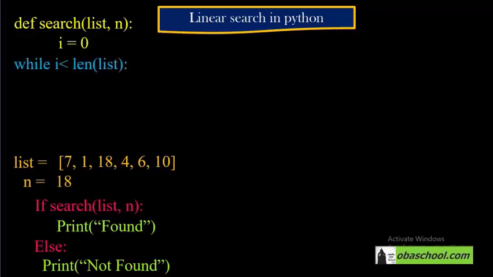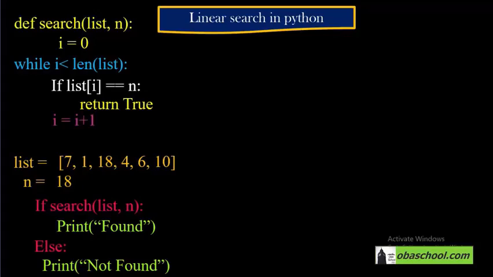Now we have to do a loop in order for it to go along the entire list. So while I is less than the length of the list, so the I is less than the entire length of the list, and if list I equal n, which means if the index number of the list equals the number that we are looking for, in this case 18, then return true.